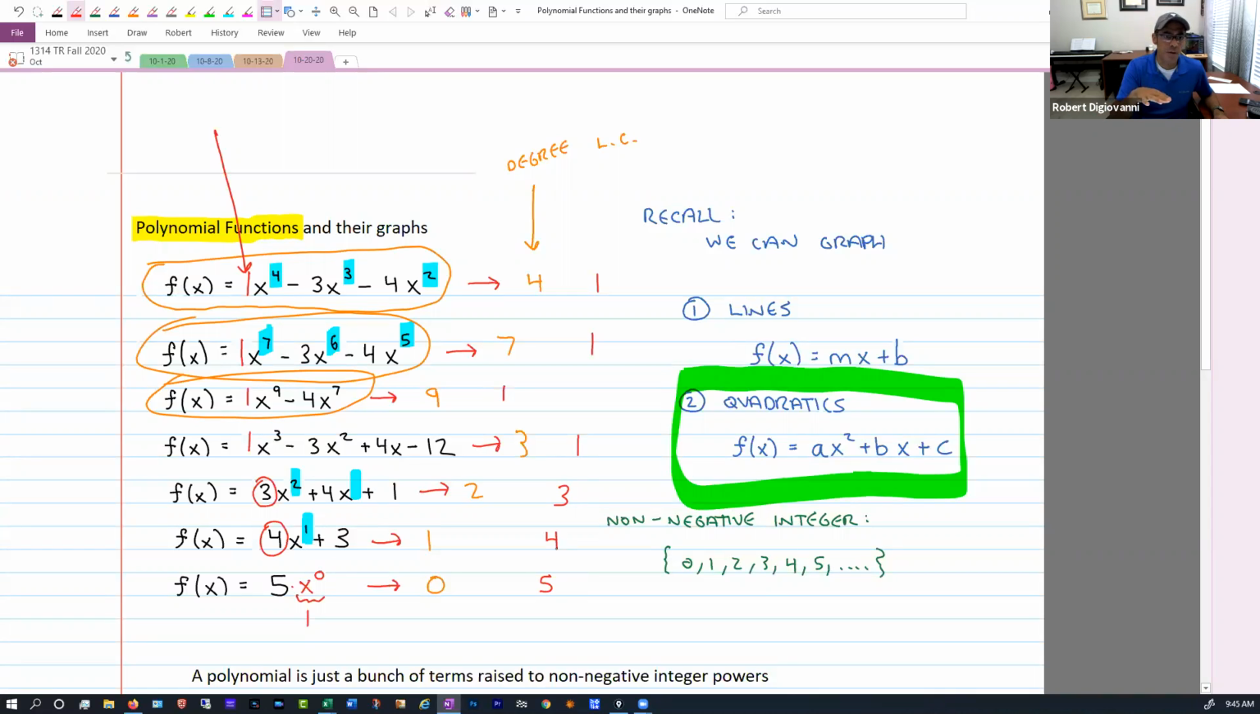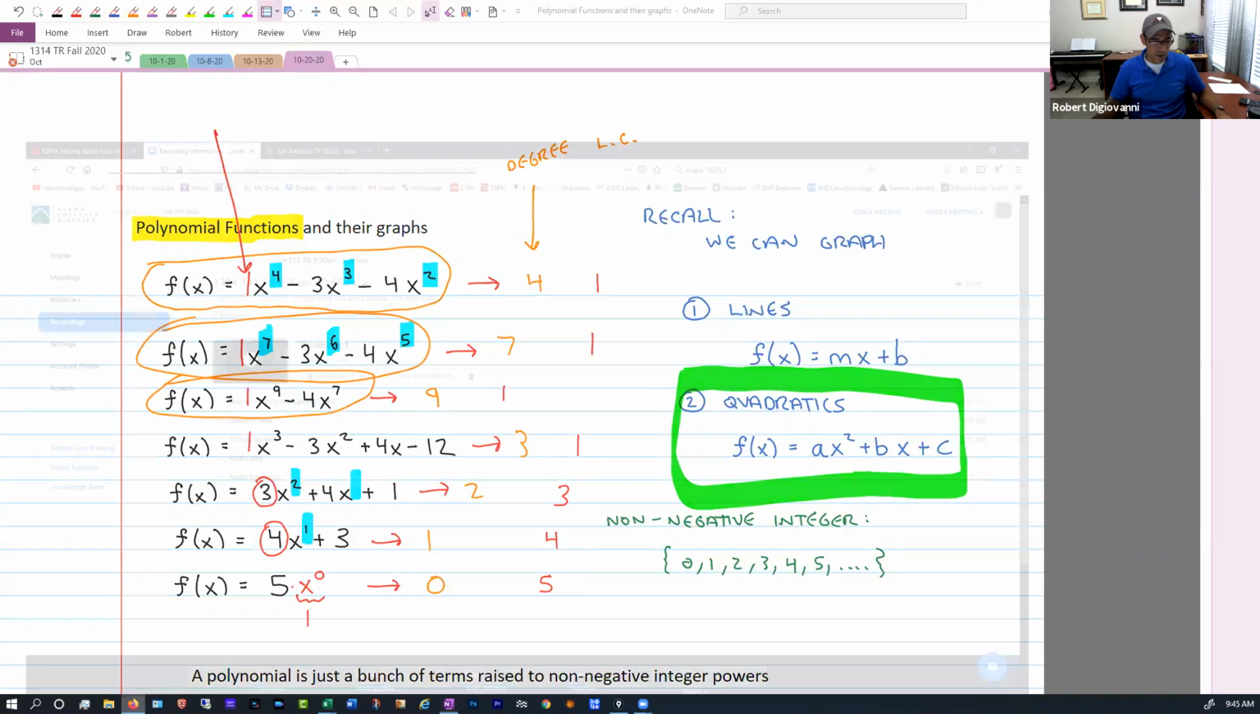So how do y'all feel about that? Is that pretty straightforward? If you're asked to find the degree and the leading coefficient, you could do that. Now, like I said, that's going to be very, very useful to us. All right, so now let's take a break from this and go look at some of these. I'm going to bring up some graphing software here.